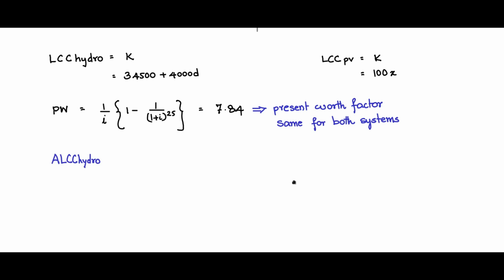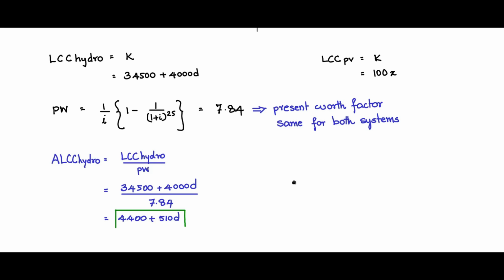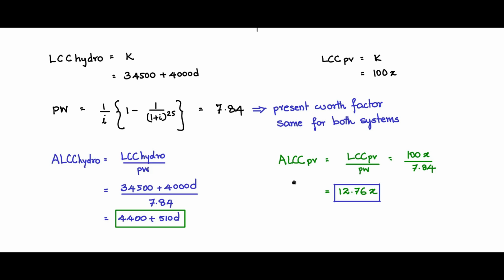Next, let us find ALCC for hydro, which is LCC hydro by present worth, which is 34,500 plus 4,000 D divided by 7.84, which will be 4,400 plus 510 D. So this is the ALCC, annual life cycle cost, for the micro-hydro system, and ALCC for PV is LCC PV divided by present worth, which is 100x divided by 7.84. So this is 12.76x. So this is the ALCC for the PV system.